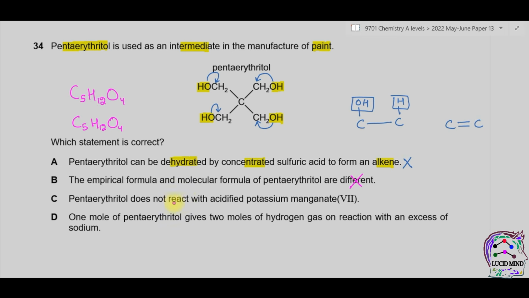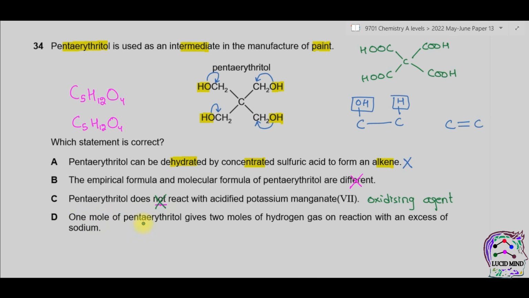Part C, pentaerythritol does not react with acidified potassium manganate 7. Now acidified KMnO4 is actually an oxidizing agent, and it can change primary alcohol to carboxylic acid. So as all of them are primary alcohols, therefore 4 carboxylic acid functional groups will be formed. The result is like this. We have COOH, COOH, COOH, and then the 4th carboxylic acid. So it will react.